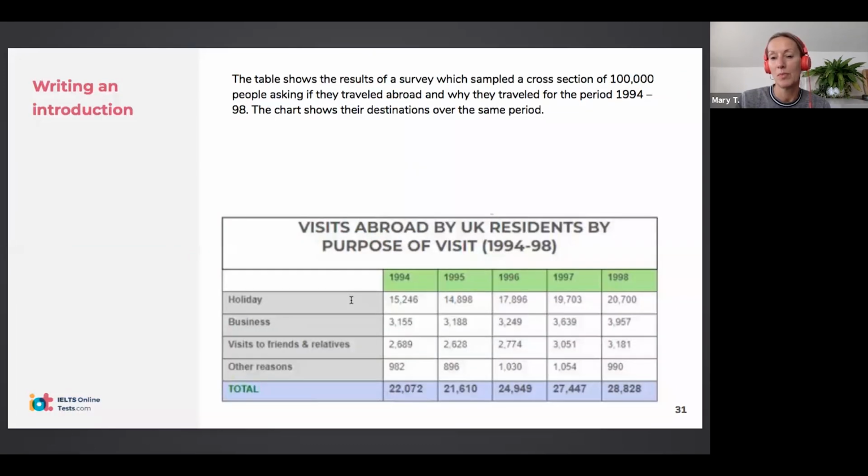Right, so now moving on to the introduction. So as you can see, we've got the title again, the question. So I'll just read it once more. So the table shows the results of a survey which sampled a cross-section of 100,000 people, asking if they travelled abroad and why they travelled for the period 1994 to 1998. The chart shows their destinations over the same period. Right, so as we said before, you need to paraphrase the question.